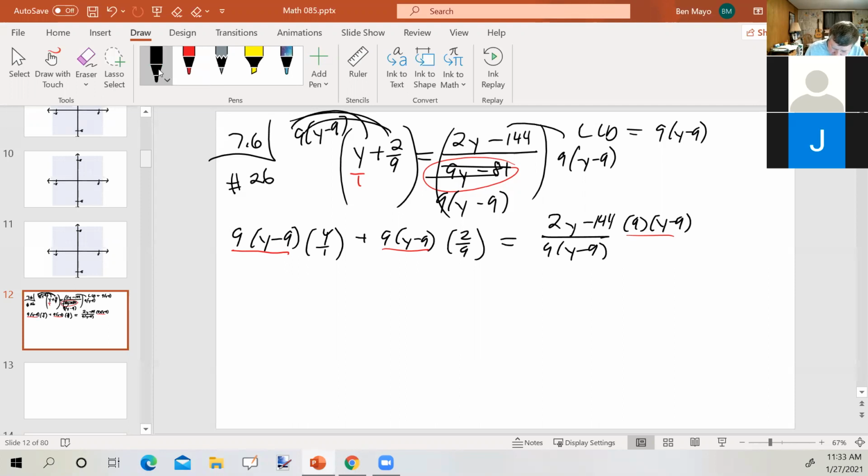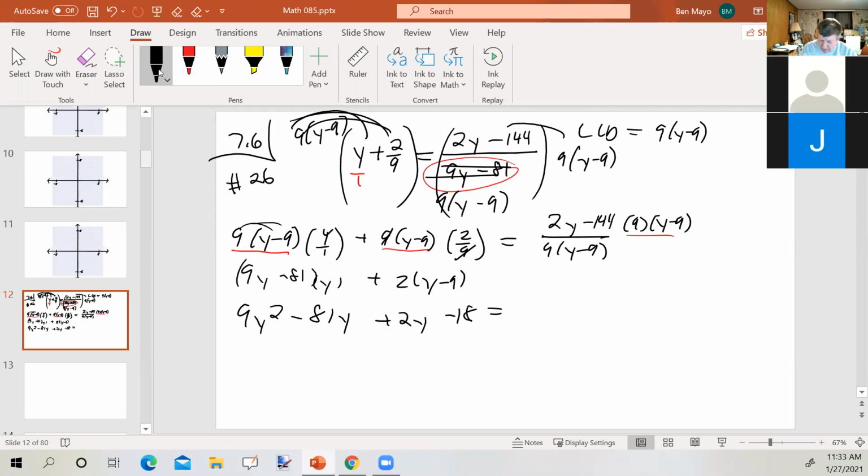On this first one, nothing's going to reduce. Let's see, if I distribute, I get 9y minus 81, and all that times y, so 9y squared minus 81y. The next one, the 9's reduce out and I get plus 2 times (y minus 9), which is plus 2y minus 18. And over on the right side, the y's and the y minus 9's cross out, and we have 2y minus 144. So we've cleared all the fractions. Again, any questions before we go on?